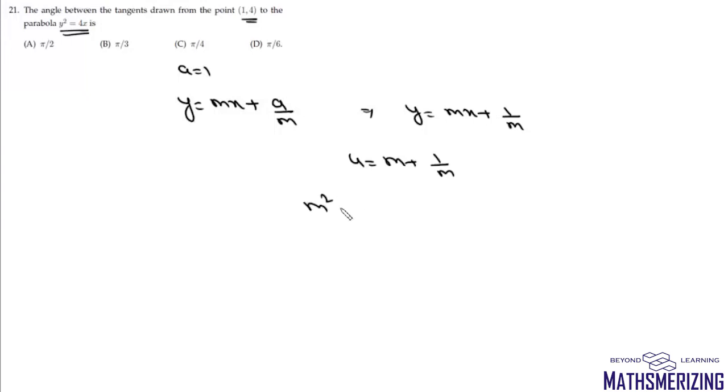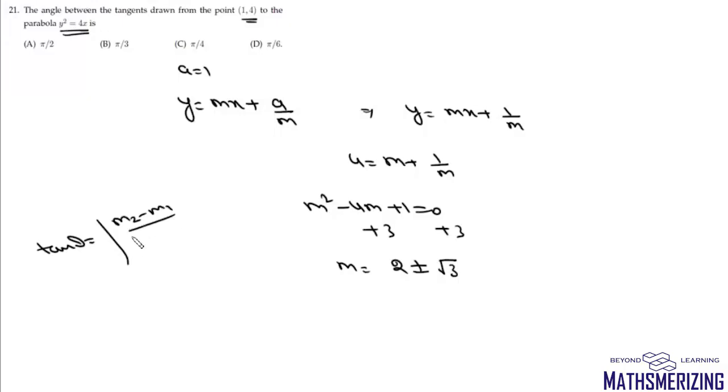So we'll get this equation as m square minus 4m plus 1 equals 0. So we'll add 3 on both sides, and we'll get m as 2 plus minus root 3. Now we need to find the angle between tangents. We know that the angle between tangents is given by tan theta equals (m2 minus m1) upon (1 plus m1 m2). Now m2 minus m1 will be simply 2 root 3, and 1 plus m1 m2 will be 2. So the value of tan theta is root 3. So the value of theta is simply pi by 3, and that's your option number B.